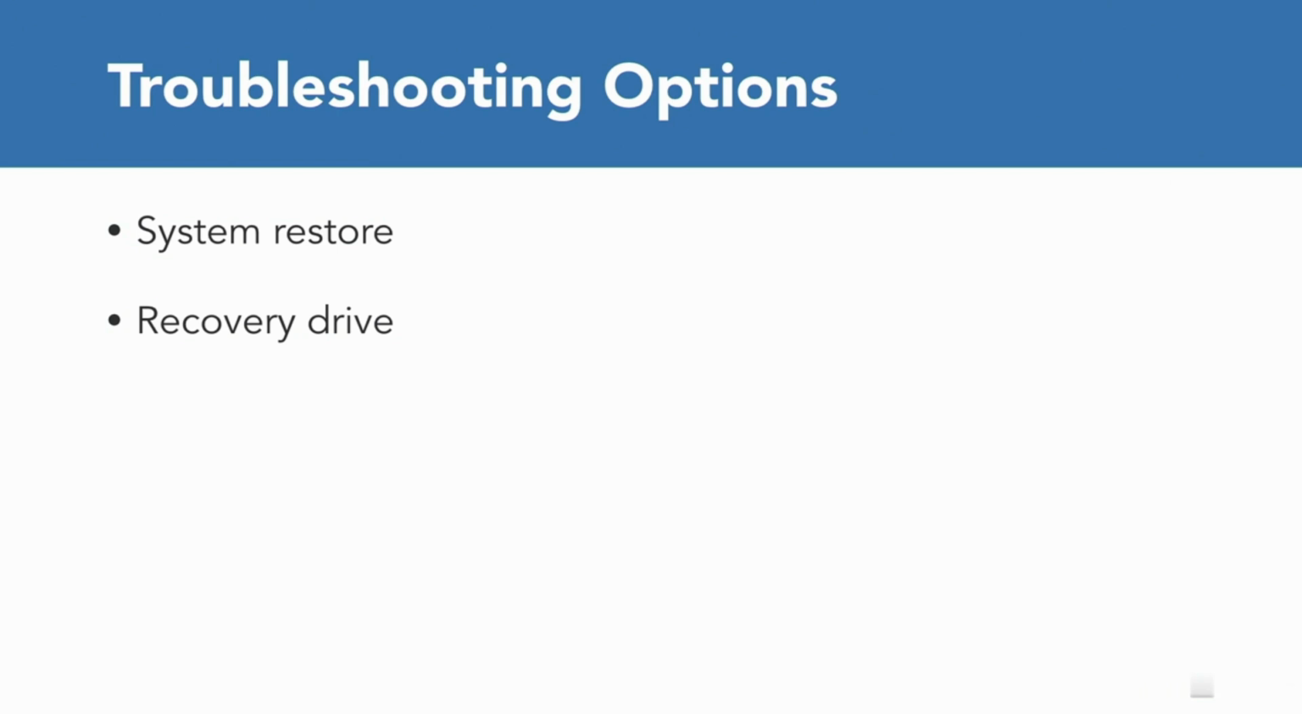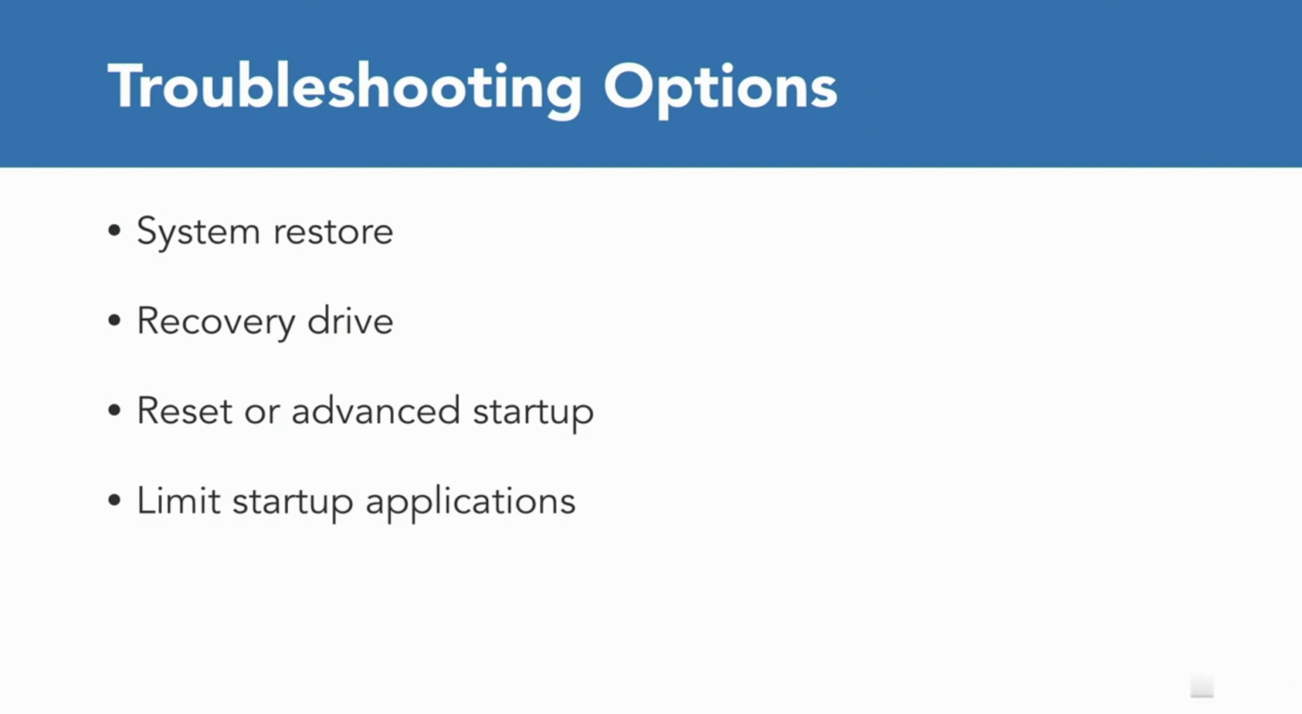If you can boot the computer, whether it's running or not, you can access several recovery options from the advanced startup options and settings. You can also reset the PC there too. Beyond that, you can access the startup options to limit what applications start when Windows does. This will improve the boot process if it's slow. Let's look briefly at each of these.